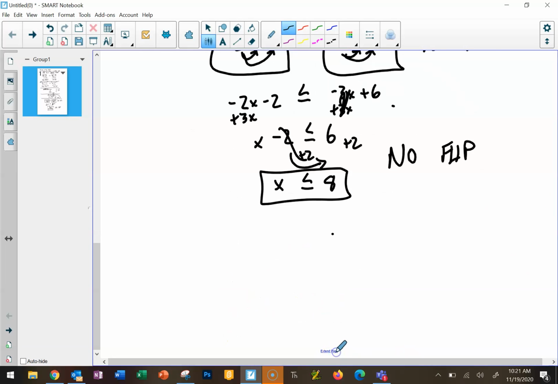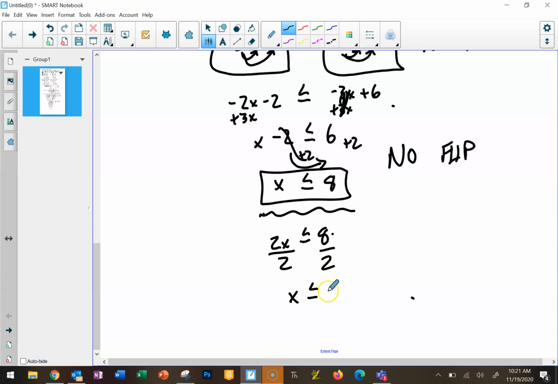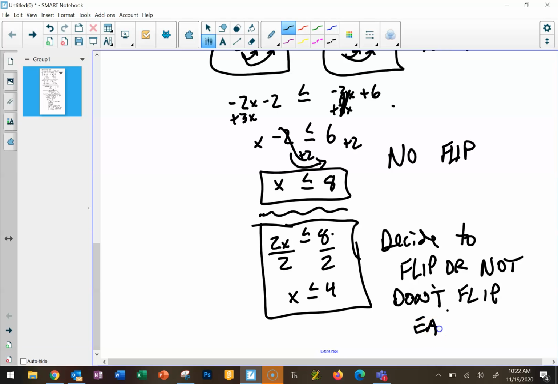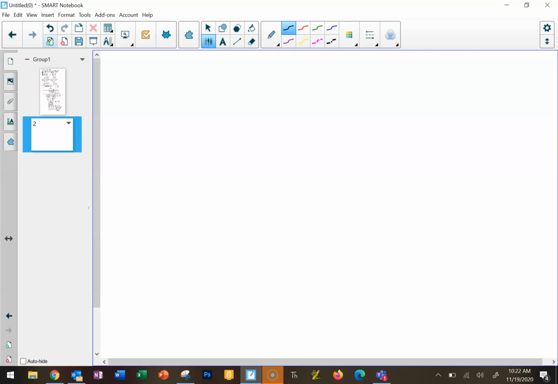And if the last step, let's just say we ended up with, this is a different question, but let's say we ended up with 2x is less than or equal to 8 at the very last step, we're dividing by 2, right? So we end up with x is less than or equal to 4. Once again, there was no flip. So it's just at this point in the solving process where you decide to flip or not. So don't be flipping early, okay? Don't flip early is the message there. Okay, so that takes care of flipping signs.